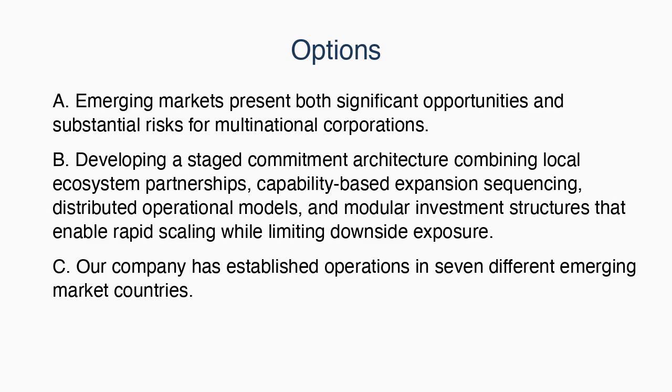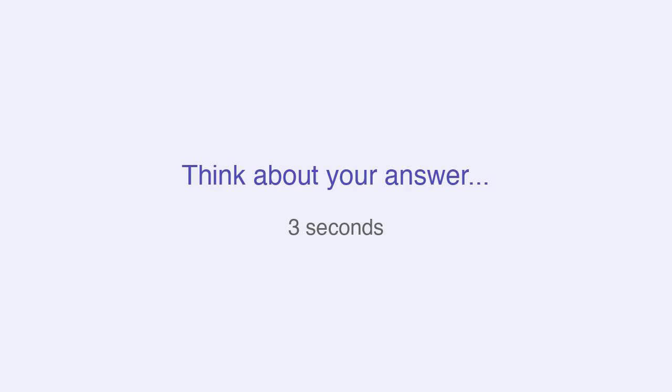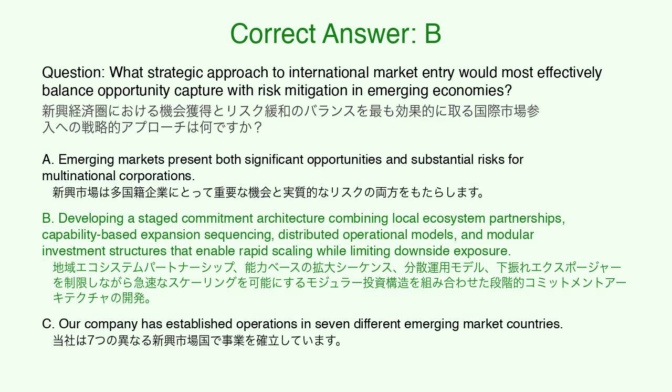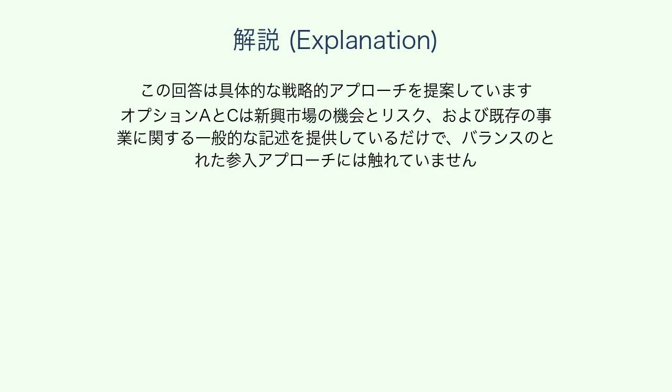C. Our company has established operations in 7 different emerging market countries. You have 3 seconds to think about your answer. The correct answer is B. Let me explain why. Let's move on to the next question.